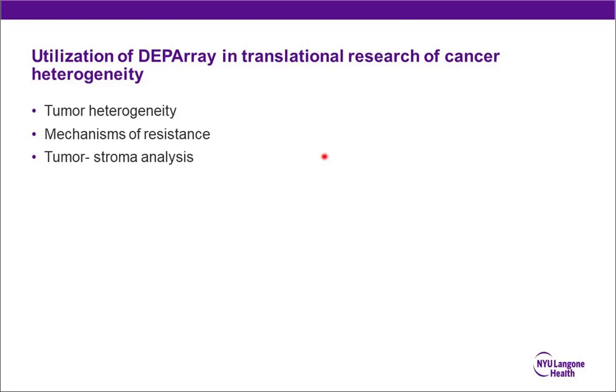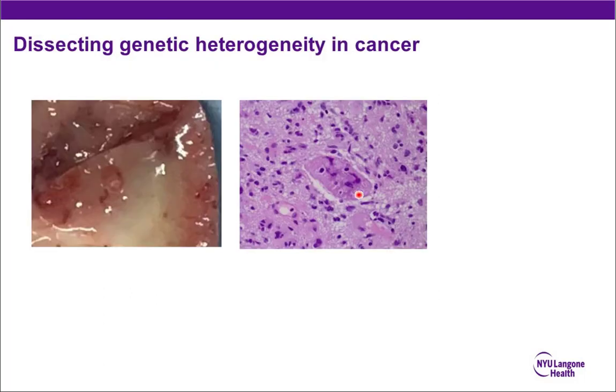in the translational research that we are doing and cancer heterogeneity, which is the interest of my laboratory in particular, showing you some mechanism of resistance identification, and you can also use it for tumor stroma analysis. It allows a lot of interesting possibilities. So how do we dissect heterogeneity in cancer? This is an example of a glioblastoma infiltrating the brain. You can see a huge variability in cell size and shapes.